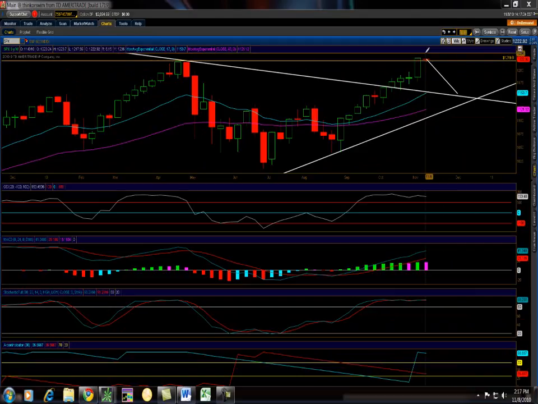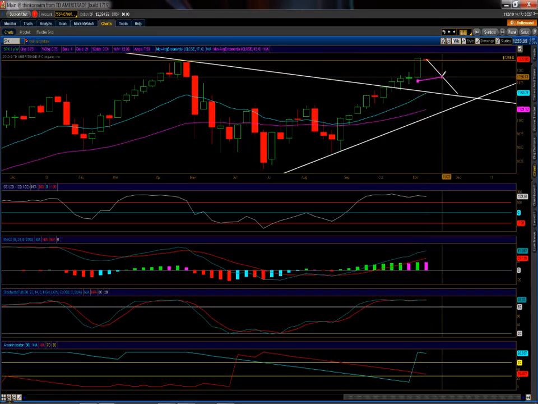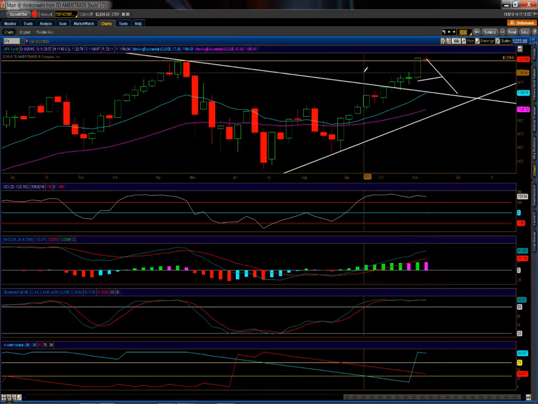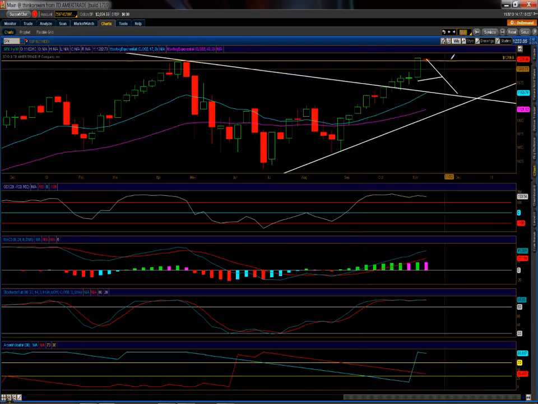So because of that, I do expect there's some sort of pullback. Maybe even if we don't do a pullback, we may see some sort of consolidation for the next couple of weeks before we continue to the upside.